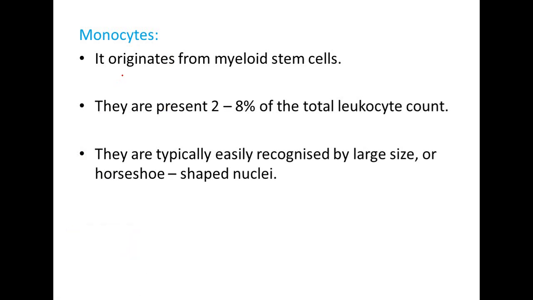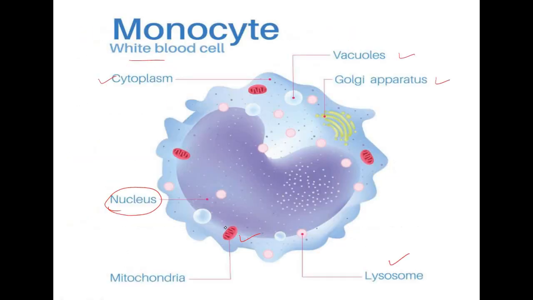Now come to monocyte. I already showed you the image. It originates from myeloid stem cell. They are 2 to 8% of total leukocytes, and they are typically easily recognized by large, horseshoe shaped nuclei. Here, this one is the monocyte.